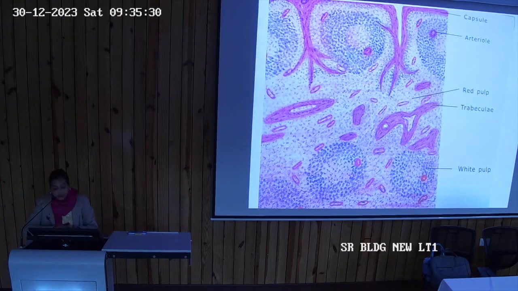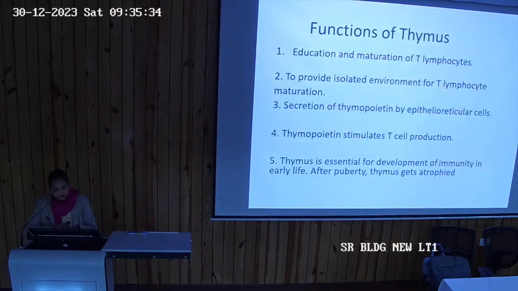This is the hand drawn diagram of spleen. Now the next one is thymus.